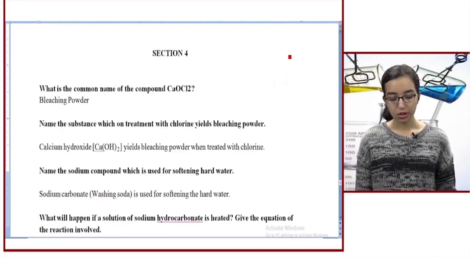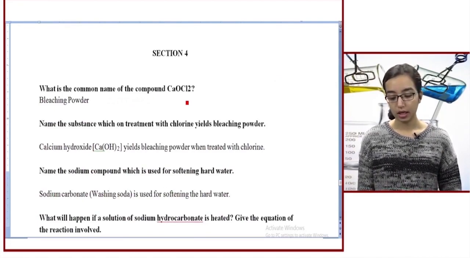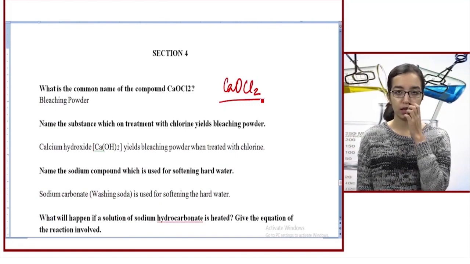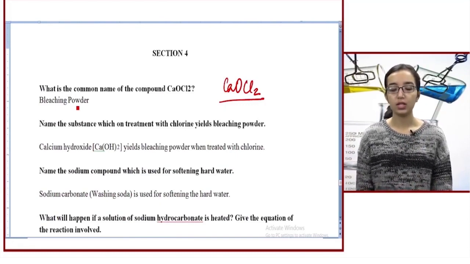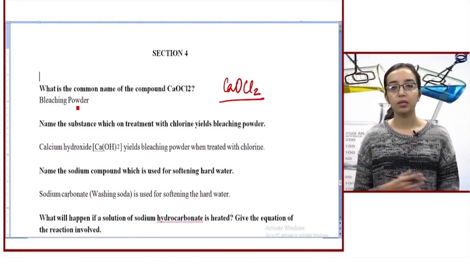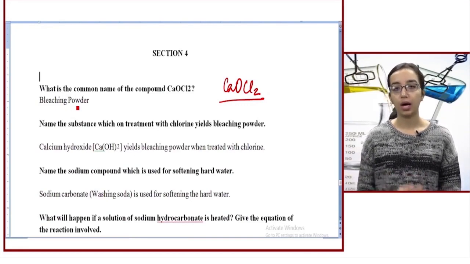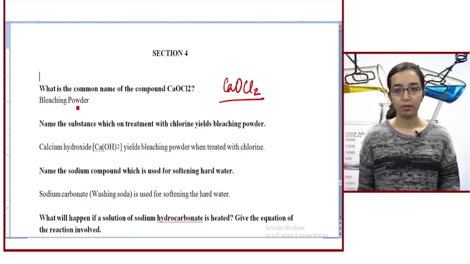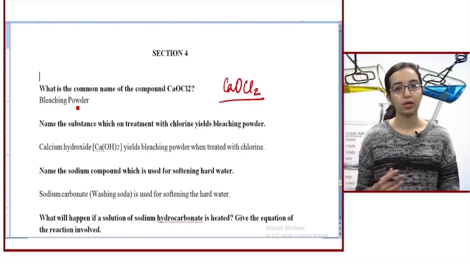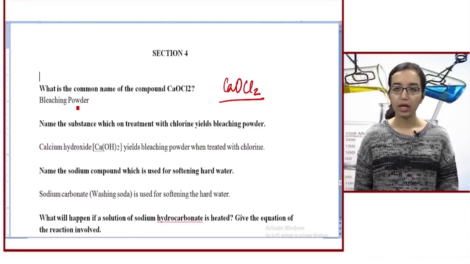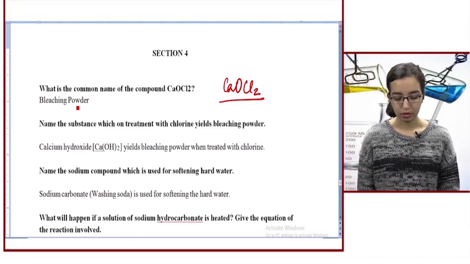The first question, which is an in-text question, is what is the common name of CaOCl2? So CaOCl2 is the chemical compound which is commonly called bleaching powder. It is used widely in the paper industry, in parlors for removal of color in hair, and in bleaching of paper, cloth, and a lot of things. So the common name that we know of is bleaching powder.